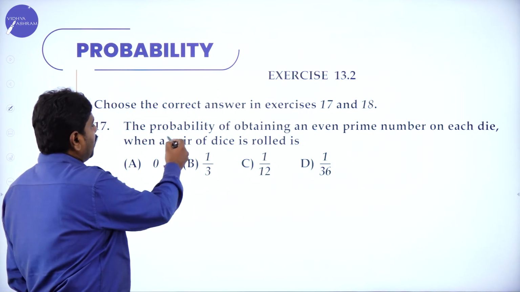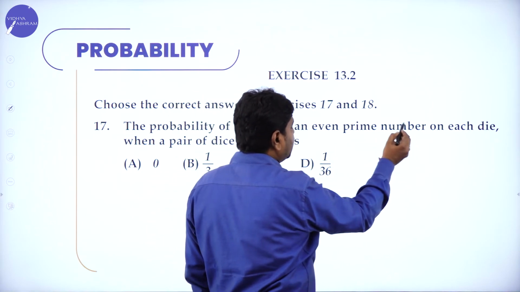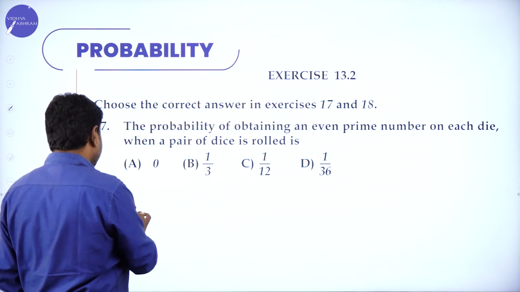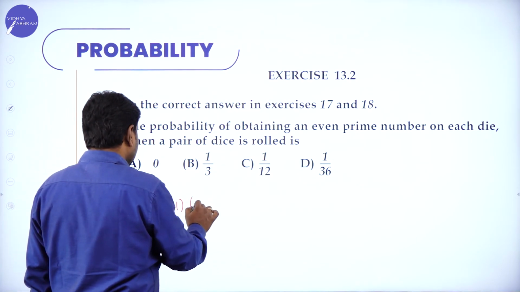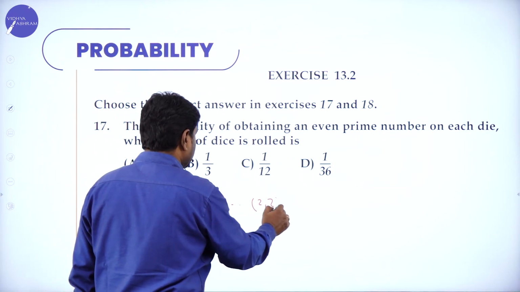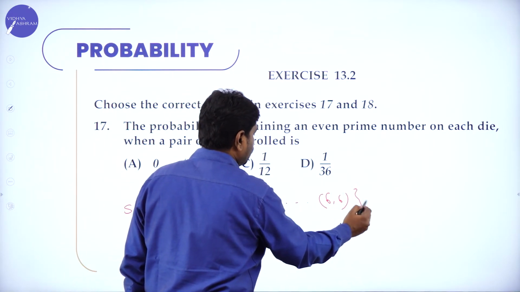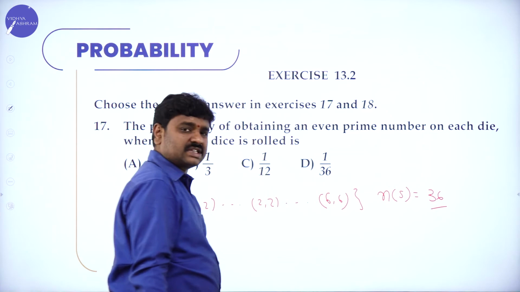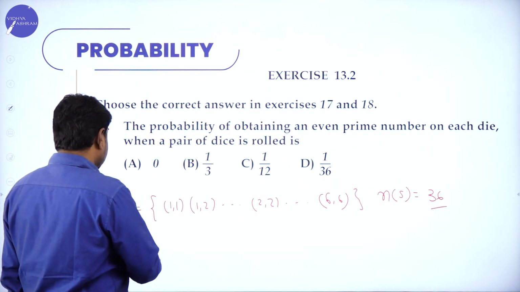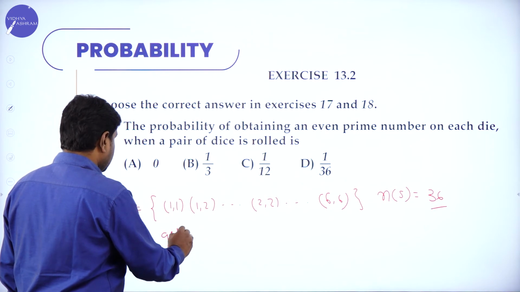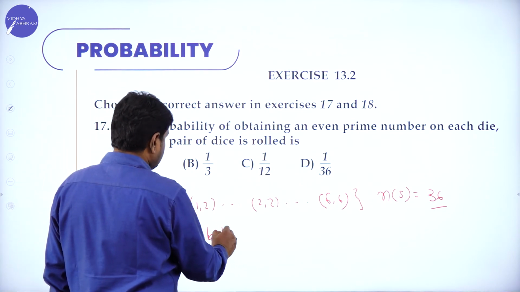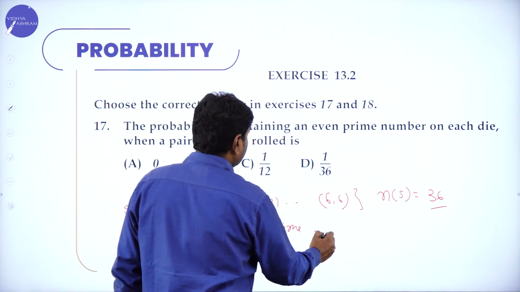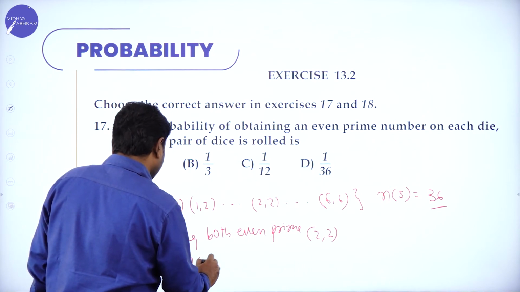Next. The probability of obtaining an even prime number on each die when a pair of dice are rolled. See, first the sample space: when you roll a pair of dice, you'll get 1,1, 1,2, and so on. You'll also have 2,2, and so on till 6,6. Do you agree? So 36 outputs will be there. N of S, the number of elements in the sample space, is 36. And what is the event? Getting both even primes. What is the only even prime number? 2. So you should get 2,2. So favorable outputs, N of E, is only 1.